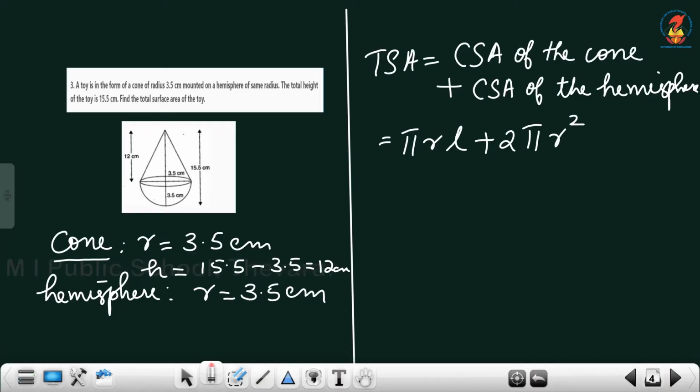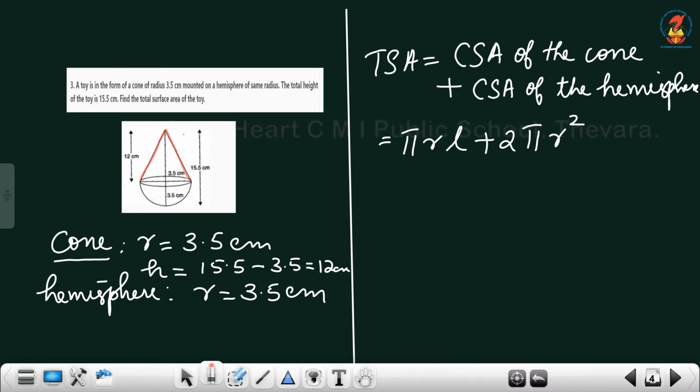A toy is in the form of a cone mounted on a hemisphere of the same radius. The total height of the toy is 15.5. Find the total surface area of the toy. So the total surface area of the toy means the CSA of the hemisphere plus the CSA of the cone.